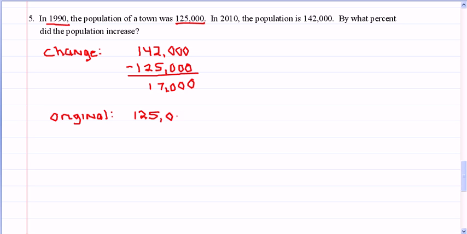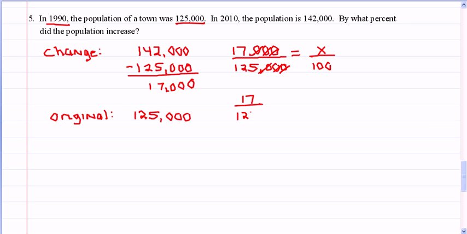So these numbers are much larger, but you'll get a lot of zeros to cancel. So when we take the change of 17,000 over the original of 125,000, set it equal to x over 100. The 3 zeros cancel in the numerator and denominator, so we're down to 17 over 125 equals x over 100. And now we're ready to cross multiply.